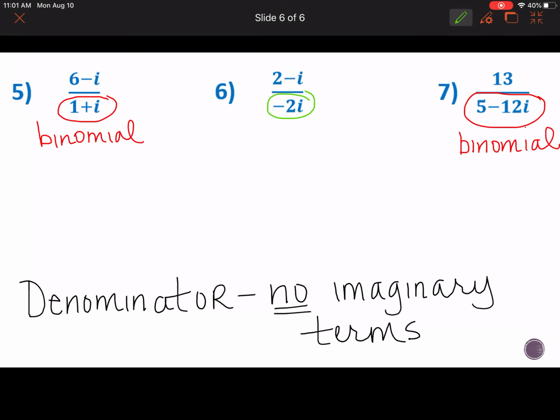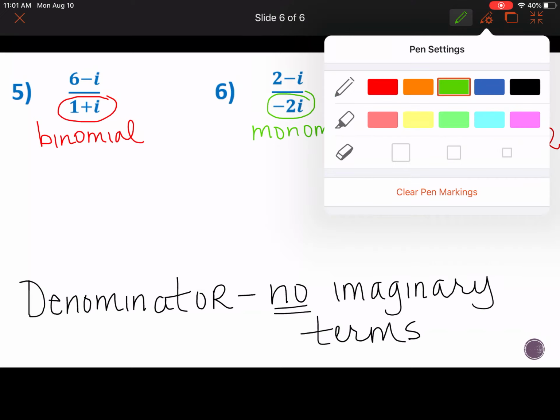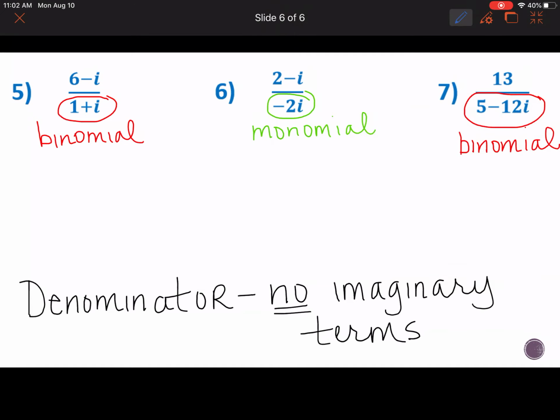Let's compare that to the denominator in number 6. This is a monomial, and it's really important that you can tell the difference between the two. That's negative 2i. Those two terms are not separated with an addition sign or a subtraction sign, so therefore it is a monomial. The way we divide will be different depending on if we have a binomial or a monomial in the denominator.